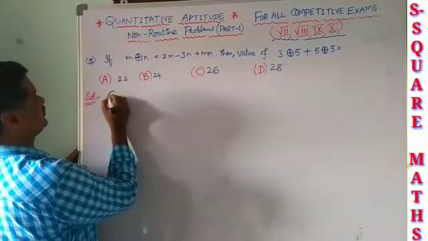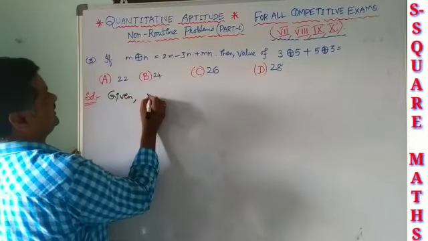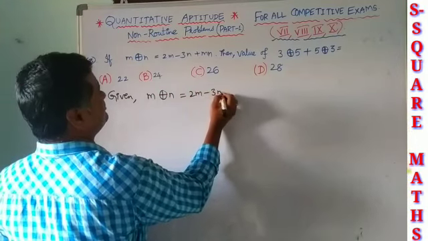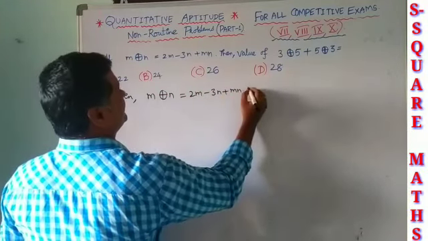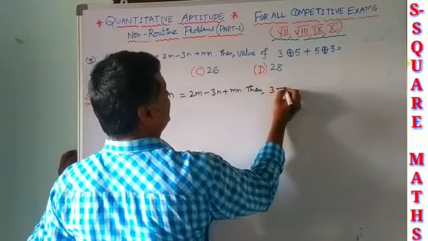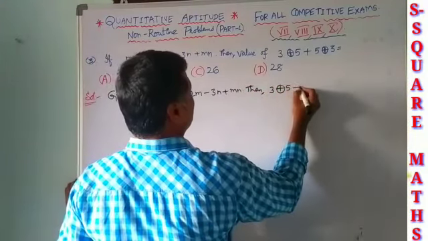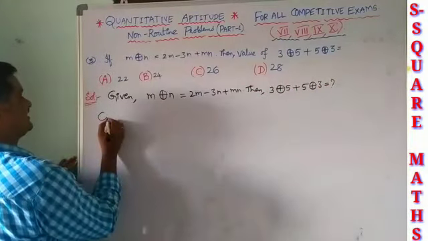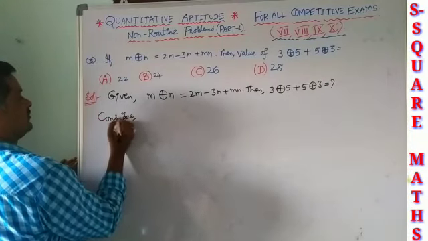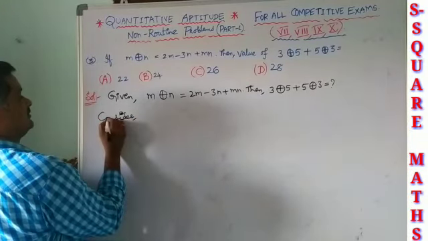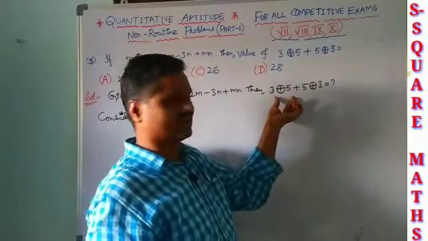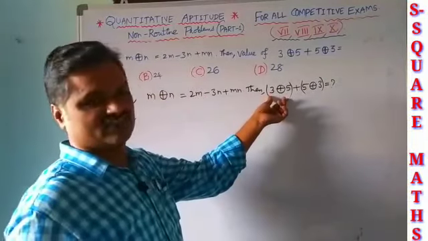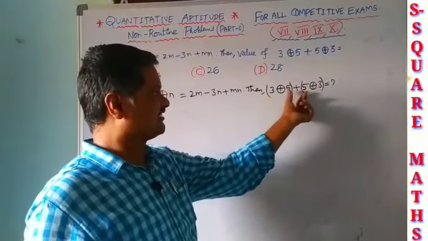Now the solution follows. Given m circle plus n is equal to 2m minus 3n plus mn, we have to find out the value of 3 circle plus 5 plus 5 circle plus 3. To find the total value, first consider this part. You can use brackets also, it's best. Consider this one, find the value, then consider the other part and finally add them.